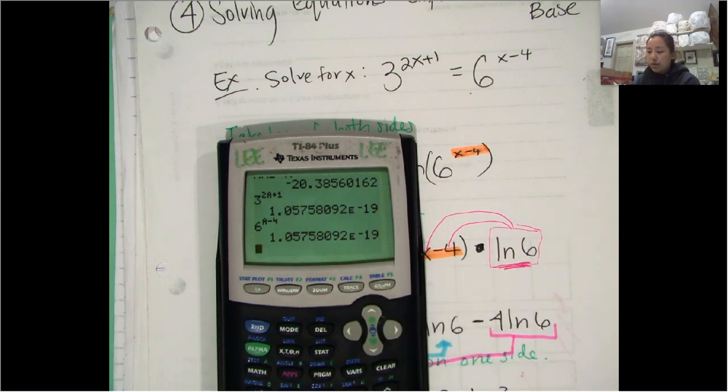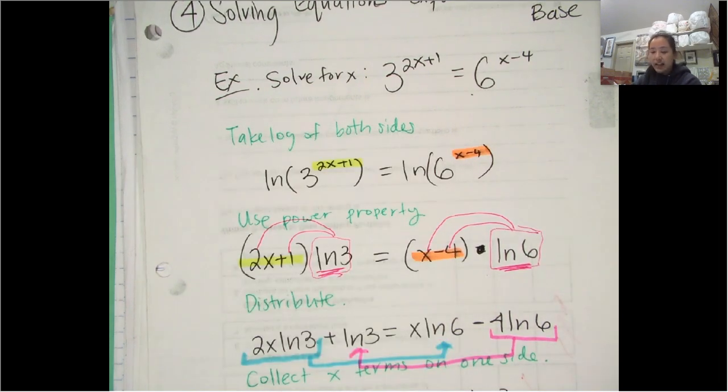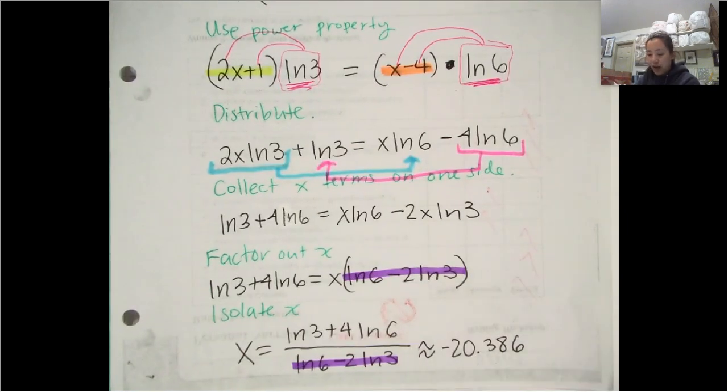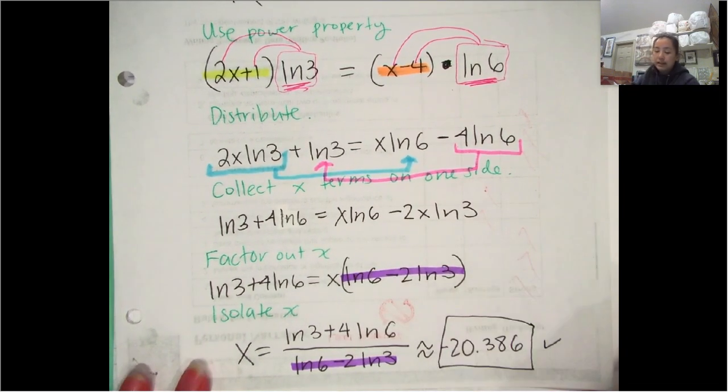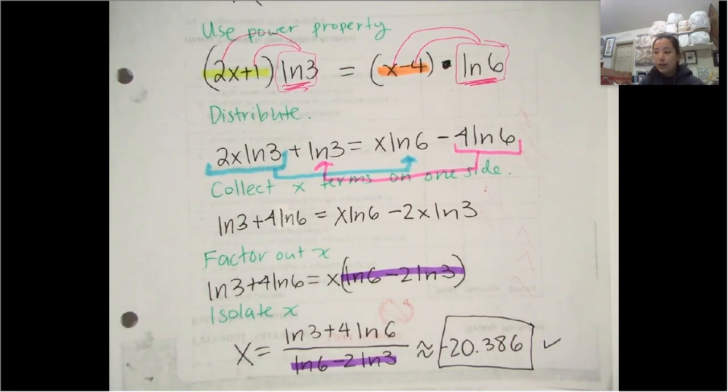And again, you don't have to use a graphing calculator. This is a TI-84. You can use Desmos or any graphing calculator of your choice. So this did check out and it did work. And so this is our final answer, negative 20.386. Okay, so that's how you solve when your two bases are different bases.